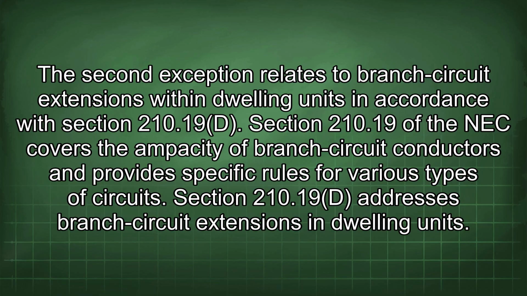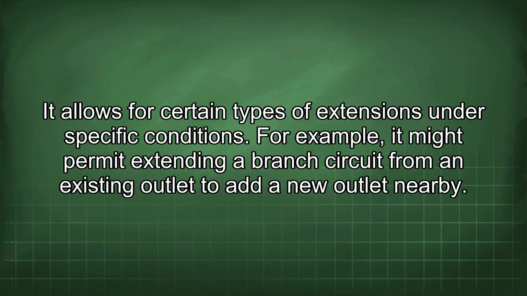Section 210.19 of the NEC covers the ampacity of branch circuit conductors and provides specific rules for various types of circuits. Section 210.19(d) addresses branch circuit extensions in dwelling units. It allows for certain types of extensions under specific conditions. For example, it might permit extending a branch circuit from an existing outlet to add a new outlet nearby.